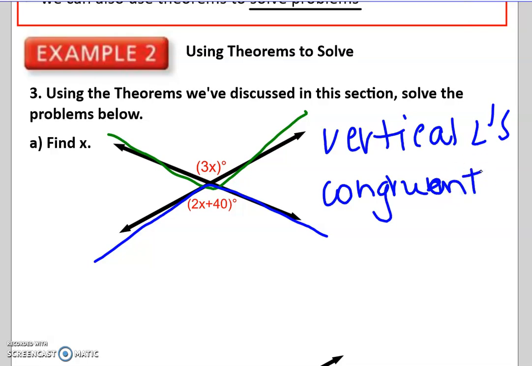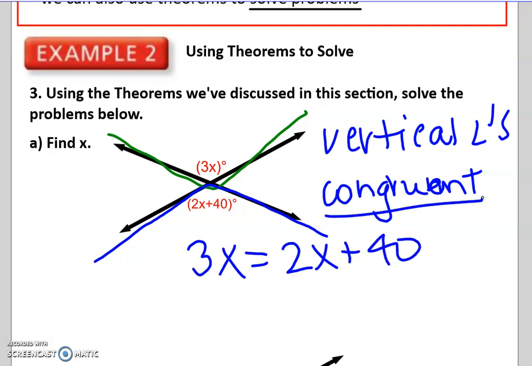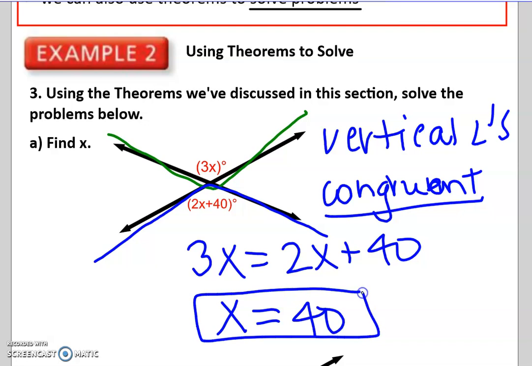They are congruent. Well, 3x equals 2x plus 40, because I know vertical angles are congruent. So let's set those 2 angles equal to each other and solve. I'll subtract 2x from both sides, so I'll have x equals 40. Man, I love geometry. There's my x.